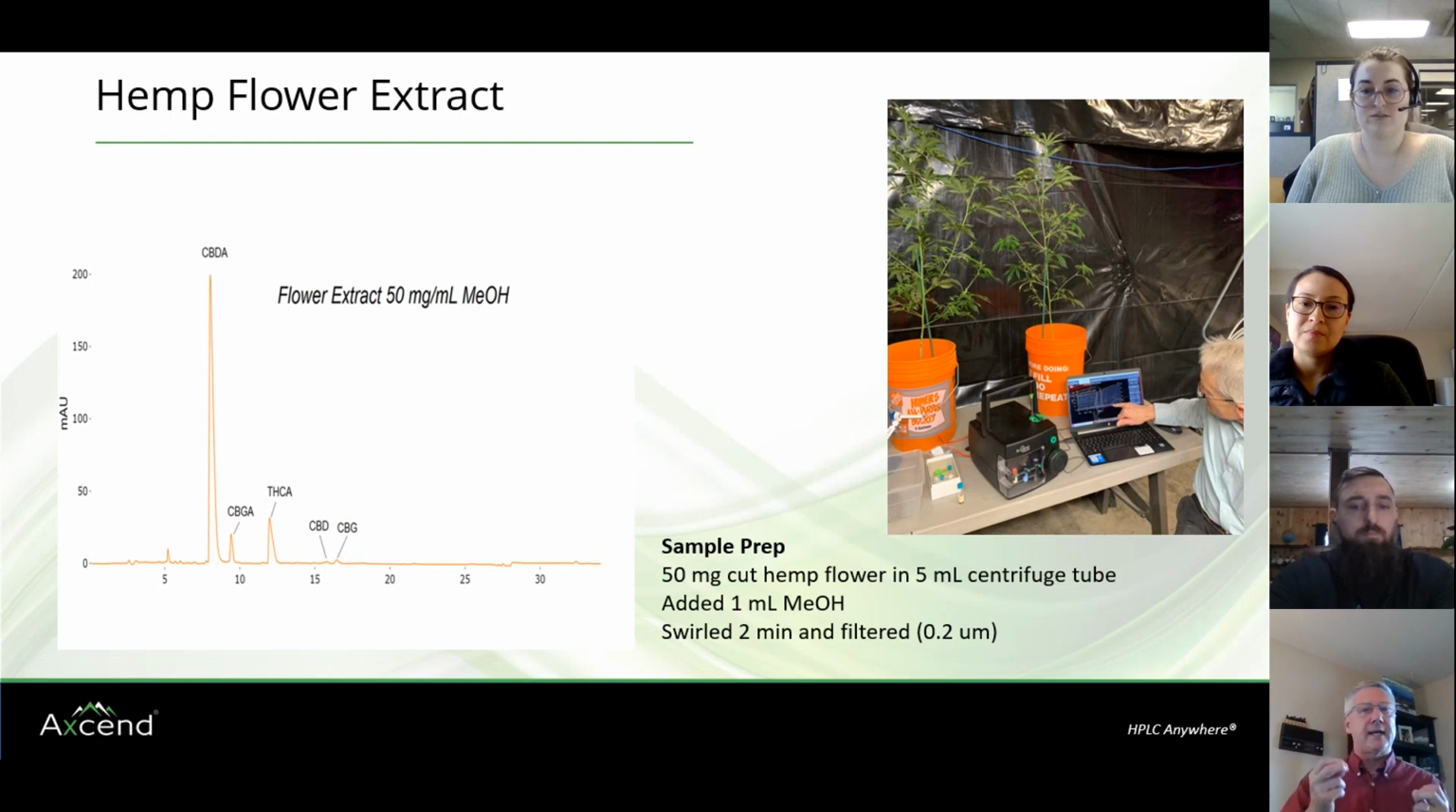Basically, what we did is take it, shake it, filter it, shoot it. And you can get the relative ratios pretty easily. And as you can see in this case, THC never showed up. Thank you, Lord, we can sell our product. So that's a great result, and that's what we wanted to get.